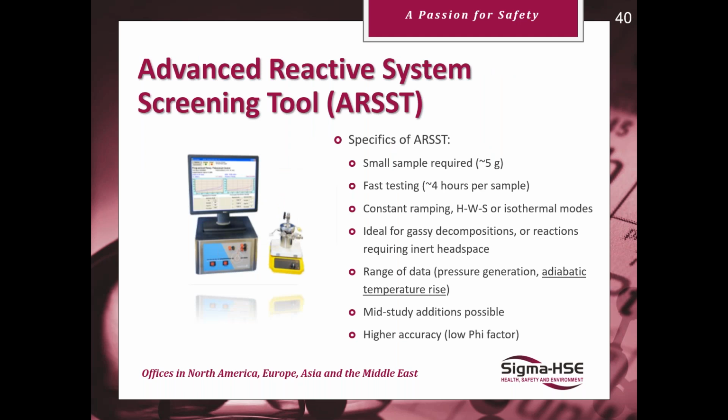Moving on now to ARSST, the Advanced Reactive Systems Screening Tool. So this is another good one. It's about 5 grams of material, similar to the ARC. This one is quite adaptable as well. You can have different programs, whether that's constant ramping, heat wait search, isothermal. So this would typically be used isothermal or constant ramping. So that could be in the order of 4 hours. If you wanted to do a heat wait search, that could again be days.